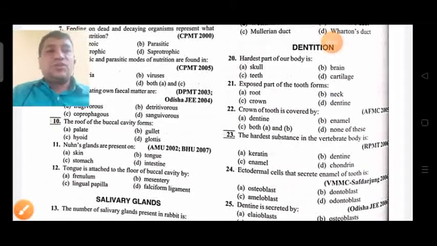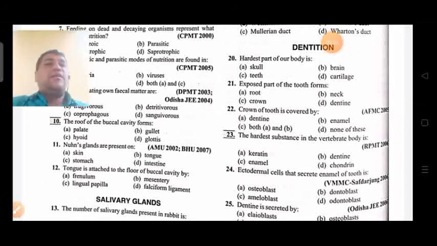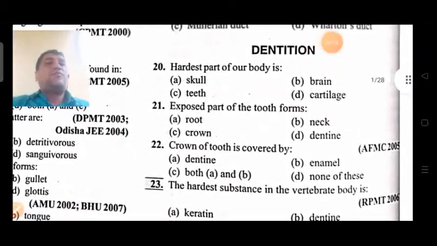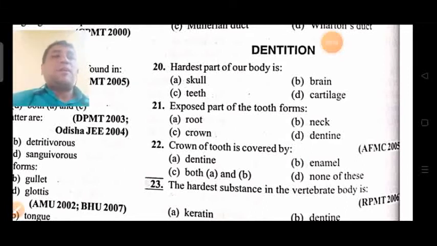So next question, the 28th question. The hardest part of our body is the skull, brain, teeth or cartilage. You know that the skull is a hard part. The brain is the softest part. Cartilage is a bendable tissue. And teeth are the hardest part of the body, second only to diamond in the world.